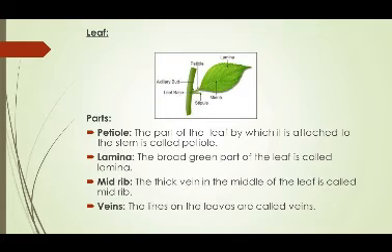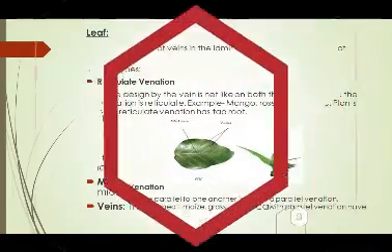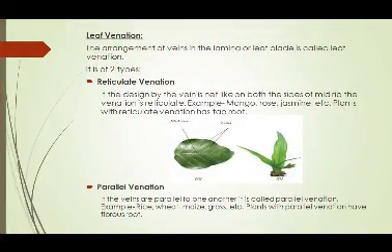So all grass family plants have fibrous roots, and the plants whose leaves have reticulate venation have taproot. So by seeing the leaf we can find out the type of root, whether it is taproot or fibrous root. Now, let us look at the functions of leaves.